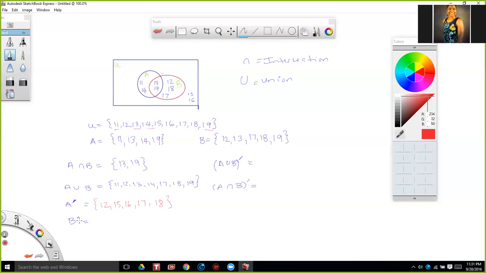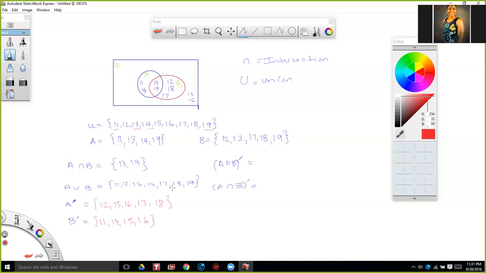What about B prime? B prime will be all the elements that are not part of B. All of this inside the red is part of B, so everybody else will be in B prime. So that's 11, 14, 15, and 16.